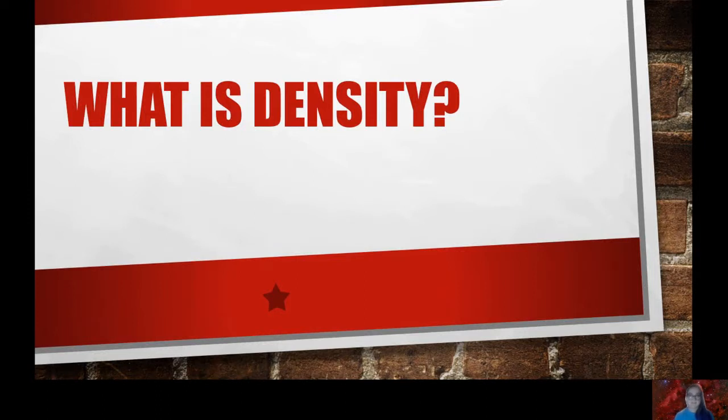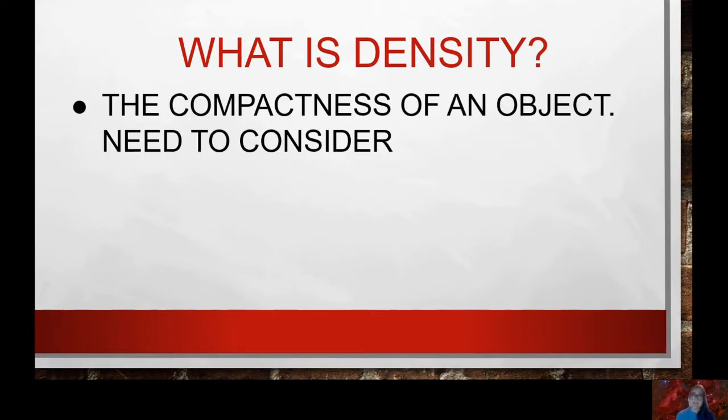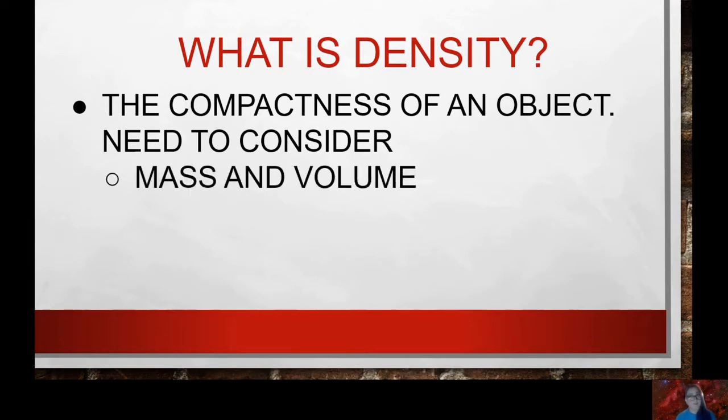So what is density is our first question. Density is the compactness of an object, and we need to consider the two measurements that we've been talking about so far, mass and volume. So in order to know how tightly packed the atoms of an object are, we are looking at the mass, how heavy it is, and the volume, how much space it takes up. So if there's something that is small and compact, that means you can pack a lot of atoms of that element in that space. That means it's a very dense object, like for example, gold, or any kind of metal. They tend to be quite dense.